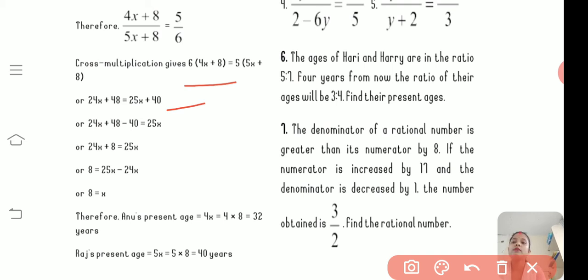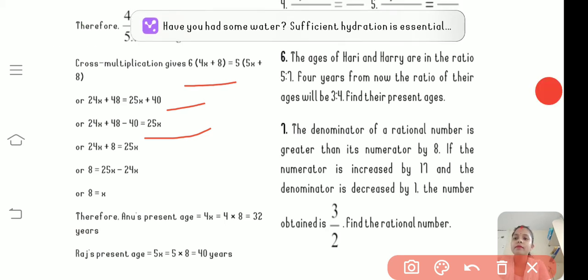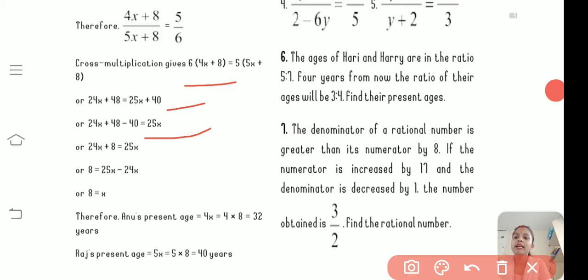We have to solve this linear equation and find the value of x by transposition. We transpose the variable to one side and the constant to the other side. At the same time you can transpose, or one by one. I am going to transpose one by one. First I transpose 40 to the left hand side, so we get 24x plus 48 minus 40. When 40 goes to the left hand side it comes with the negative sign, because on the right hand side it is with the positive sign.